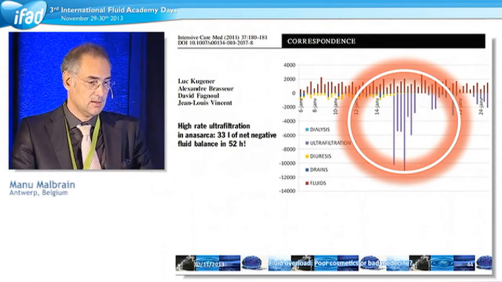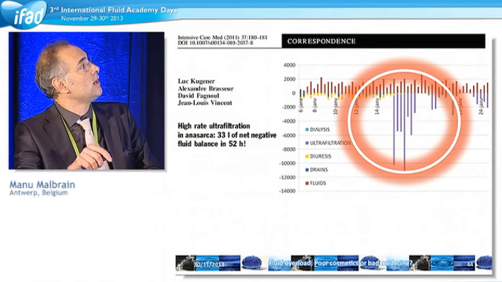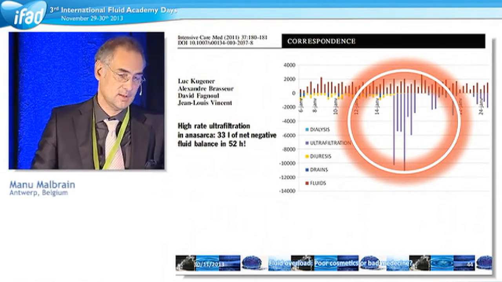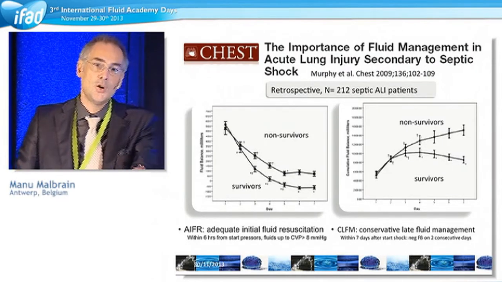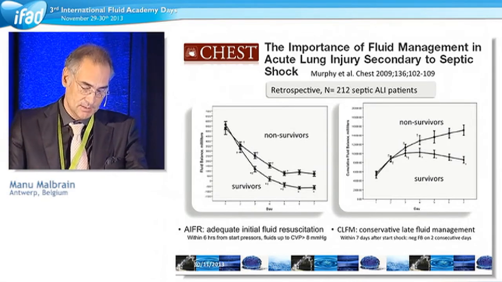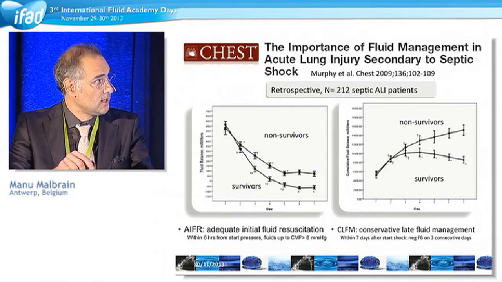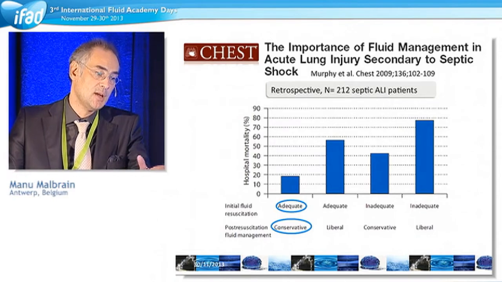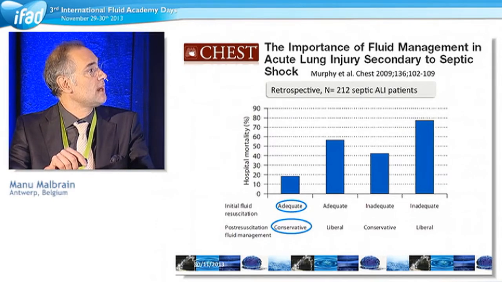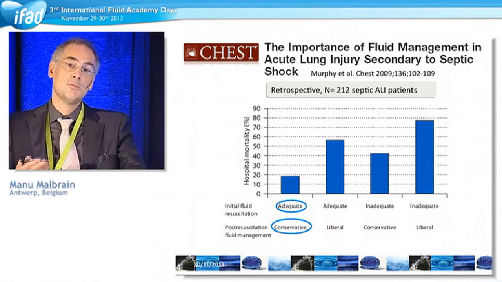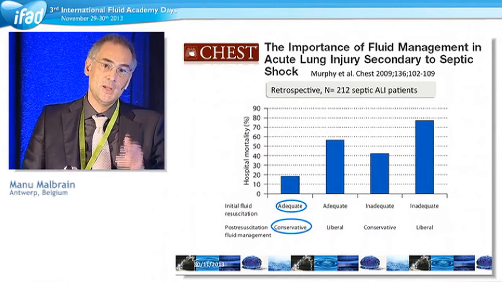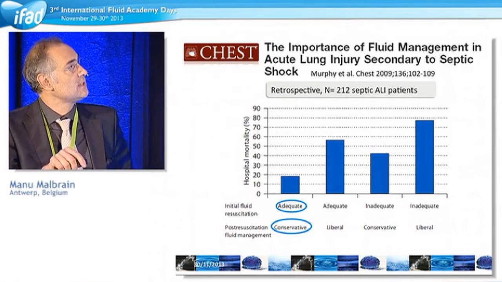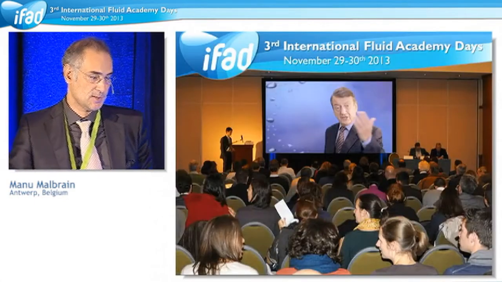Can we do something about it? And this is a dramatic case study by Jean-Louis Vincent, where they removed 33 liters of anasarca within 52 hours in this patient. Murphy, albeit retrospective, nicely demonstrated not only that survivors have a less positive daily and cumulative fluid balance, but when he separated his patients into 4 groups, those who were initially adequately resuscitated and later on received conservative fluid treatment, and conservative being 2 consecutive negative fluid balances within the first week of ICU stay. So these patients carried the best prognosis.